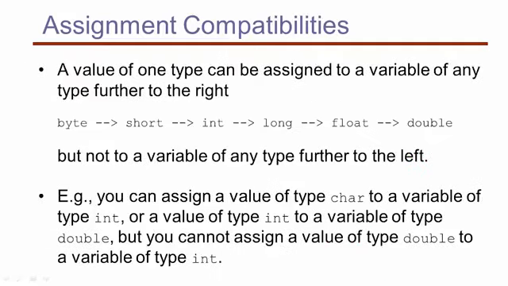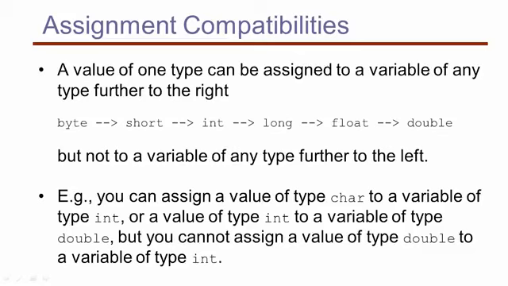So in Java, you are allowed to assign a value of one type to a variable of another type as long as the type of the variable is further to the right in this chain of types. For example, you can assign a variable of type short to a variable of type int, or a value of type int to a variable of type double. But the compiler does not allow assignment to variables whose type is to the left of the value type.